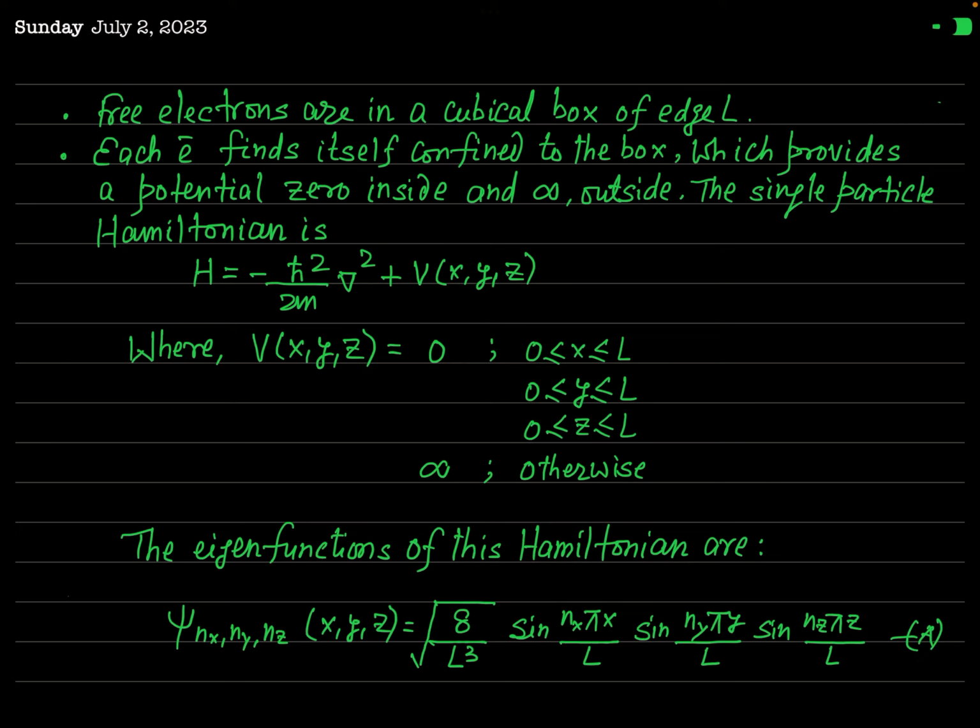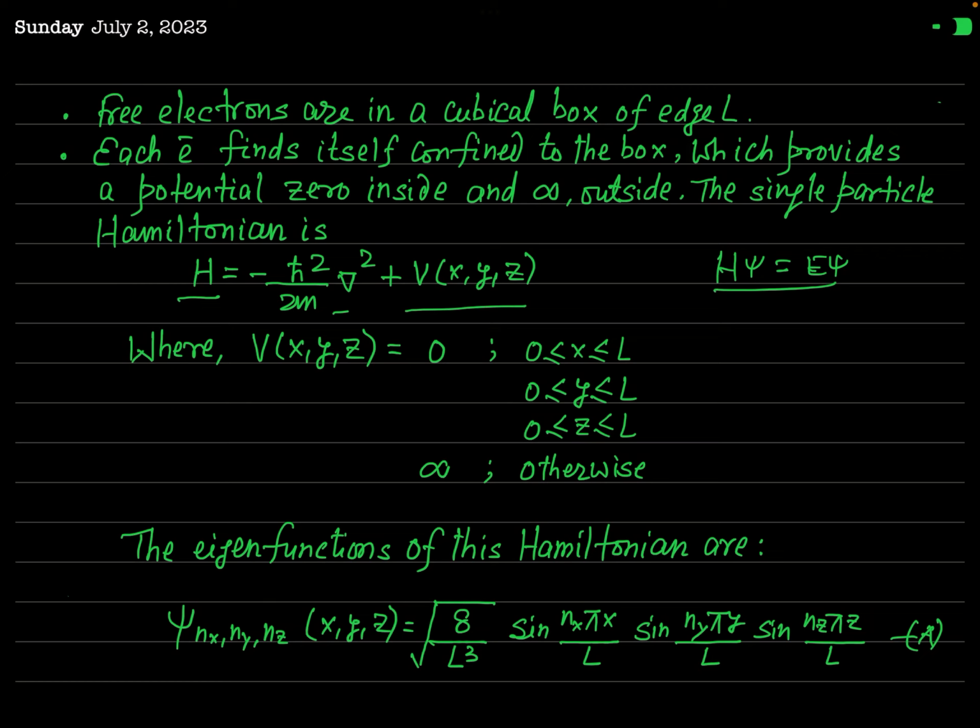As you can see, if you talk about a single particle or a single electron inside the potential box, the Hamiltonian of that particle will be what? The single particle Hamiltonian is minus h bar square over 2m del square plus V of x, y, z. And when you write the Schrodinger equation, that is H psi equal to E psi, and we solve this equation, we will get the energy eigenvalue and eigenfunction of this Hamiltonian operator.